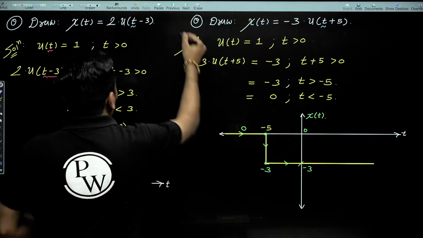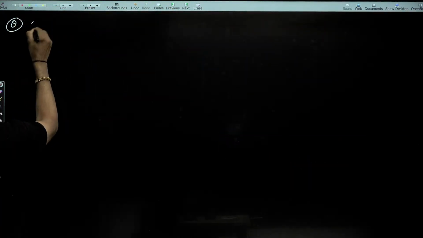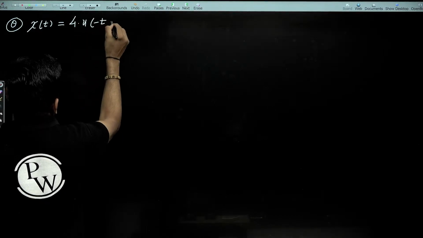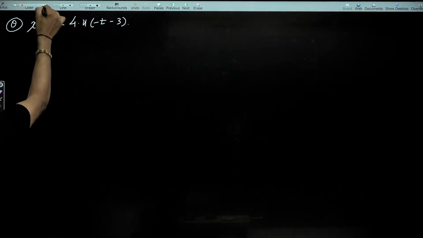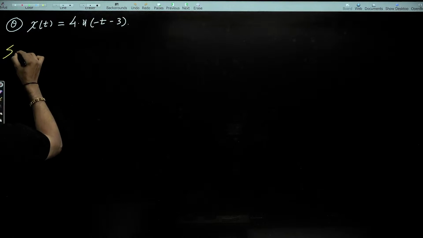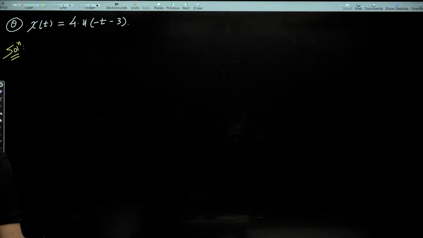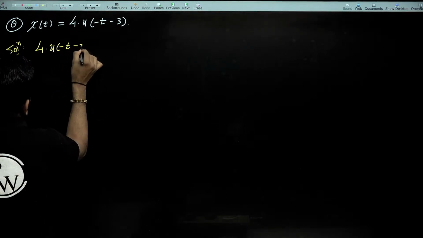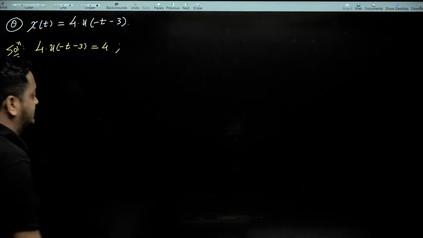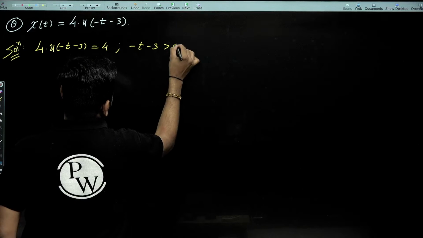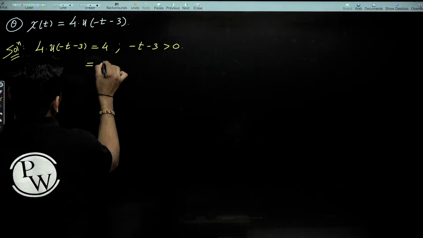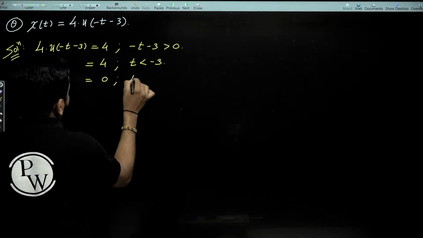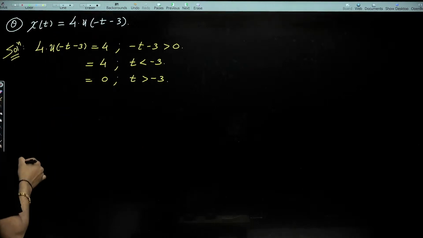Okay. Now let me take one more question. Suppose I am asking to draw 4 u of minus t minus 3, guys. So directly I am writing 4 u of minus t minus 3, amplitude is 4. You are replacing t with minus t minus 3, so right hand side also you have to replace t with minus t minus 3, correct? Which is equal to 4 for t less than minus 3, and it is 0 for t greater than minus 3. So graphically it looks like this.